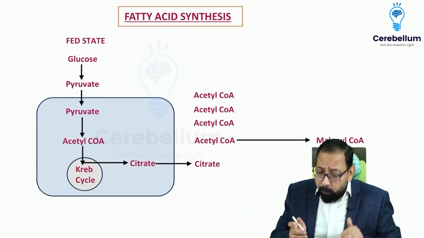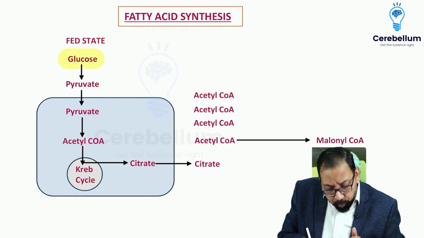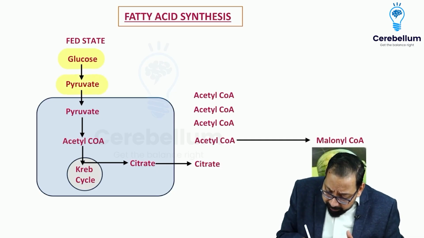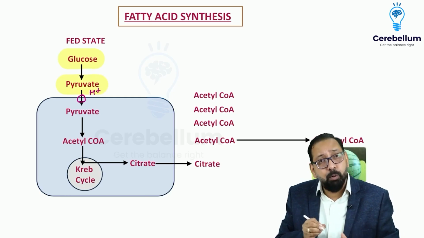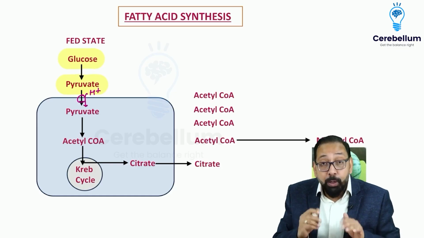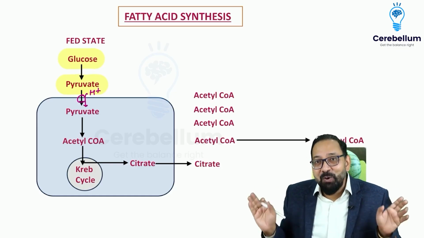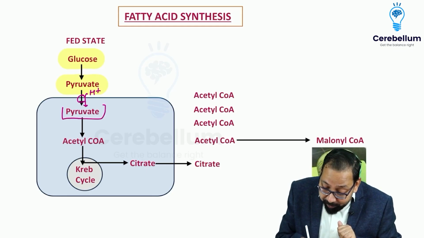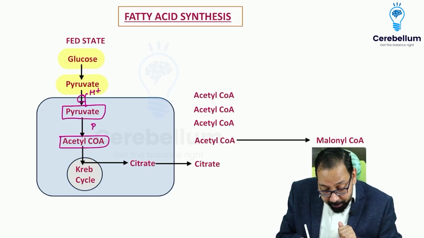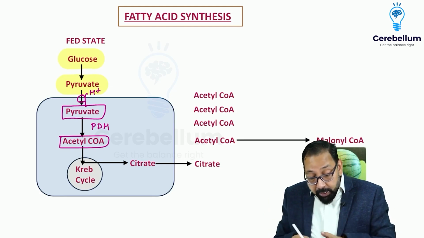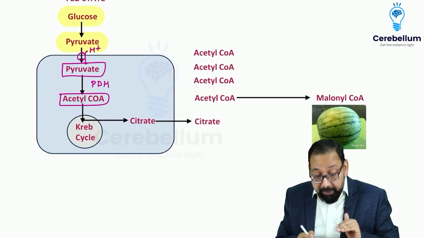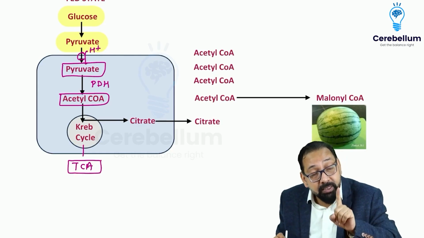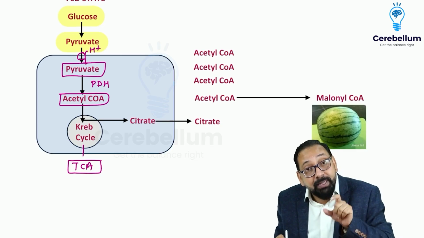In the fed state, when we take carbohydrate, glucose is converted to pyruvate by glycolysis. This pyruvate enters the mitochondria with the help of H+ import, proton import. A question is asked that pyruvate does not enter mitochondria alone; it goes with H+. Now in mitochondria, pyruvate is converted to acetyl coenzyme A by the enzyme pyruvate dehydrogenase. Now this acetyl CoA enters the Krebs cycle or TCA cycle to produce 10 ATP.